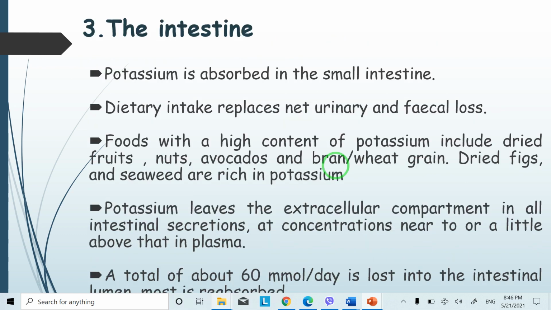The third factor that controls the level of potassium to be within the normal range is the intestine. Potassium usually is found in the diet, and certain foods are rich in potassium. For example, the avocado, fruit, especially dried fruit, nuts, bran, dried figs, and seaweed are all rich in potassium.